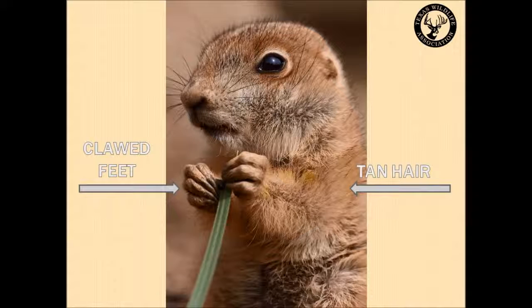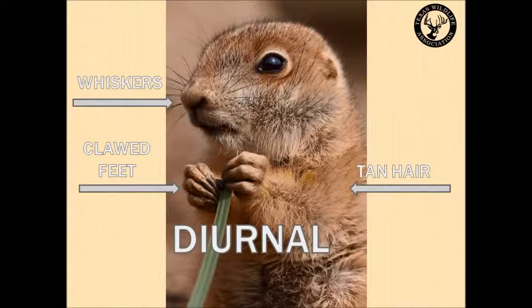Like all rodents, prairie dogs also have whiskers. Whiskers help animals feel their way around their environment in situations where they cannot rely on their sense of sight. Whiskers are a common adaptation found in nocturnal animals because they are active when it is dark outside. However, prairie dogs are diurnal. Do you know what diurnal means?